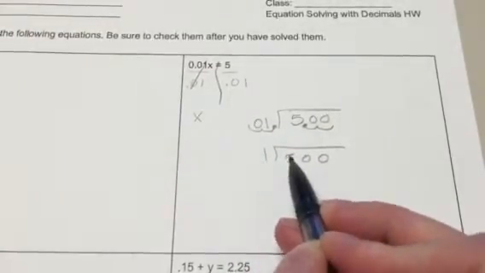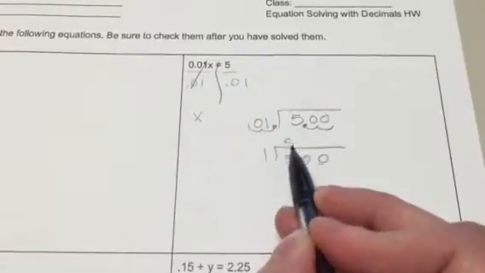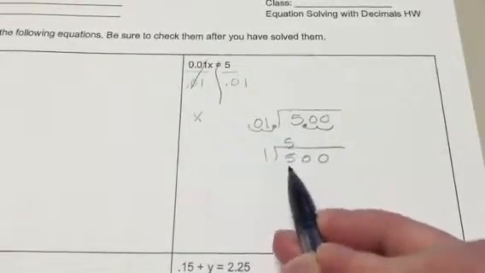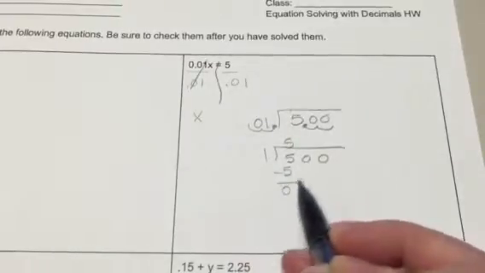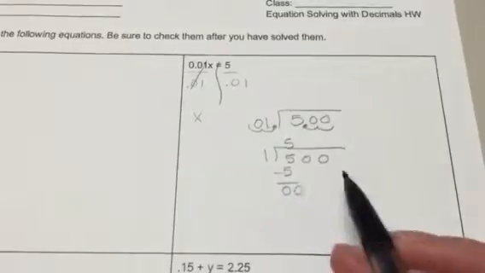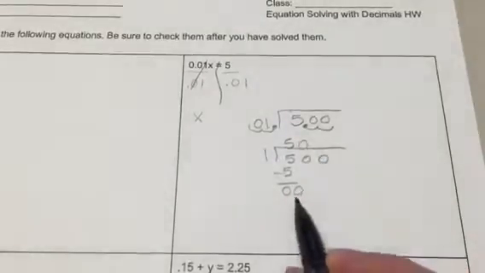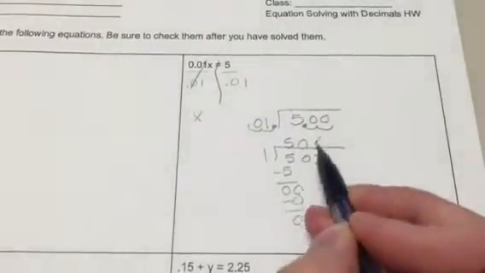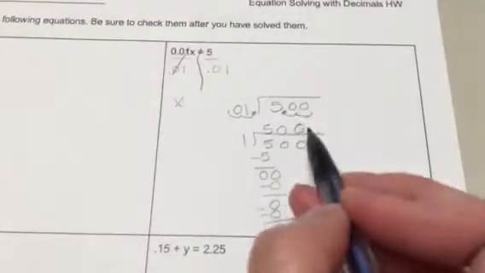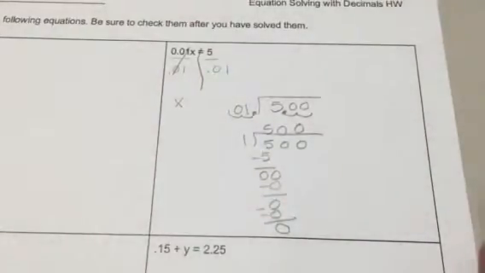So 1 goes into 5 times. 1 times 5 is 5. 0 will come down. 1 times 0 is 0. And when I subtract, I will get 0. So my answer would be 500.